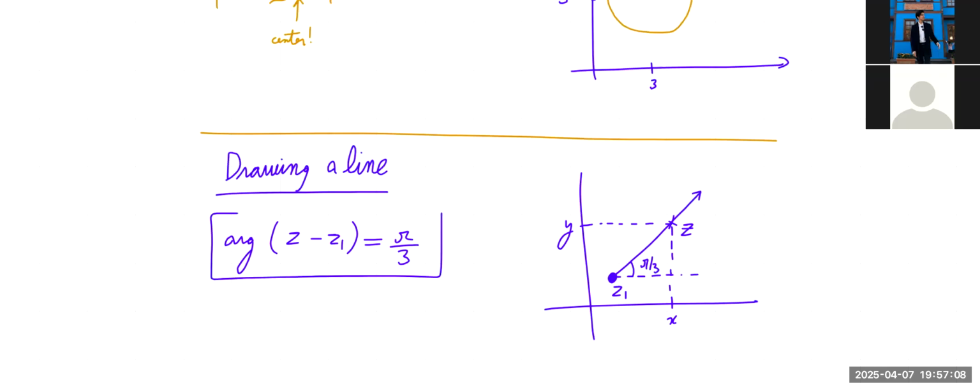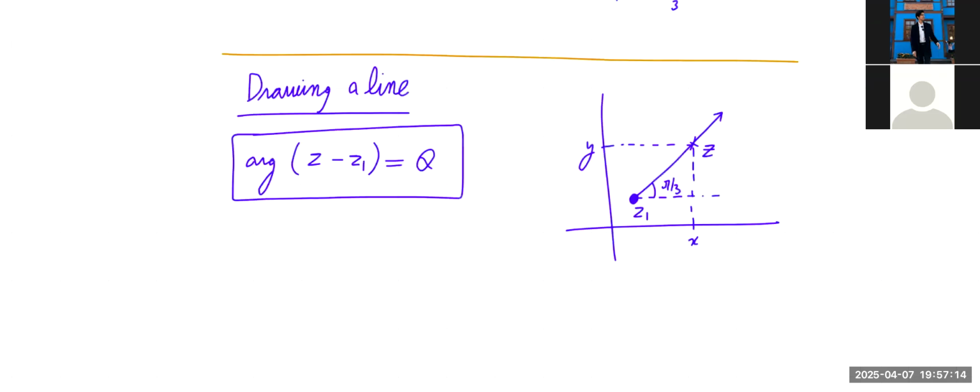So basically, if I want to make a general statement, if I write down this rule, I will create a line from some point z1 with an angle of exactly theta degrees or theta radians from the horizontal. This is a lot of information to take in, but once you see some visual examples of this, it'll make much more sense.